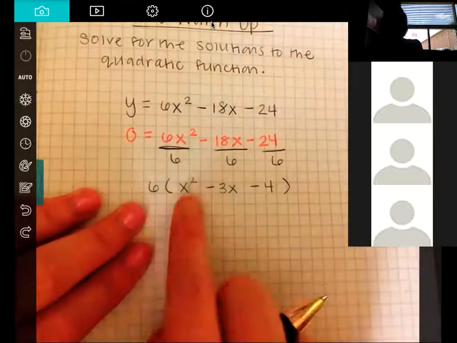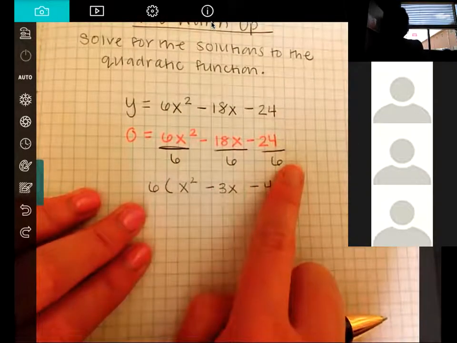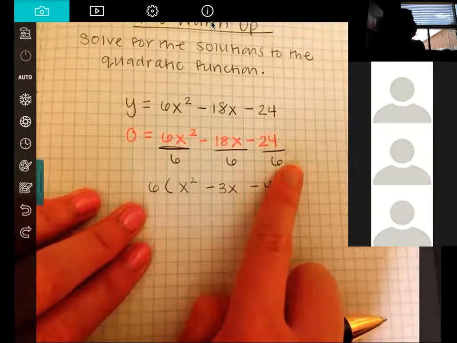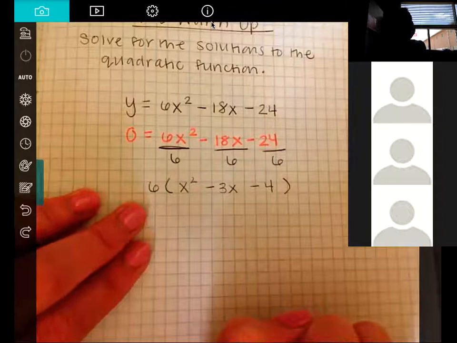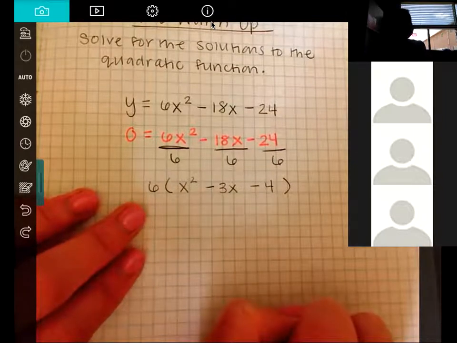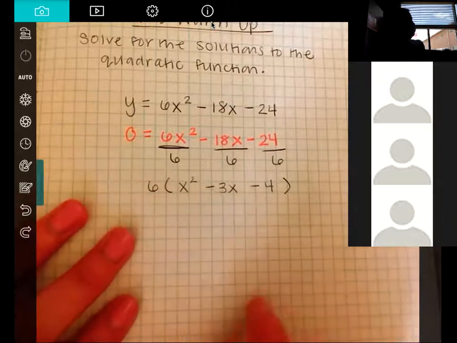No, do they all have an x? Then you can't take it out. When they all have an x, like if this back one had an x, then you would take out an x. They all have to have it though, because it's called a common factor. Okay? Now look at what's left in your parentheses.